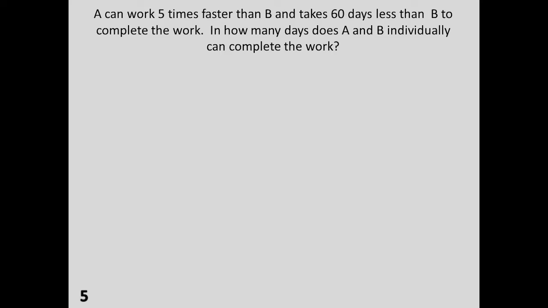Question 5. A can work 5 times faster than B and takes 60 days less than B to complete the work. In how many days can A and B individually complete the work? Forming equations is like this. A can work 5 times faster than B. That means A's productivity is 5 times of B. Now, if B takes X number of days, A takes 60 days less than X. 60 days less than X means X minus 60.